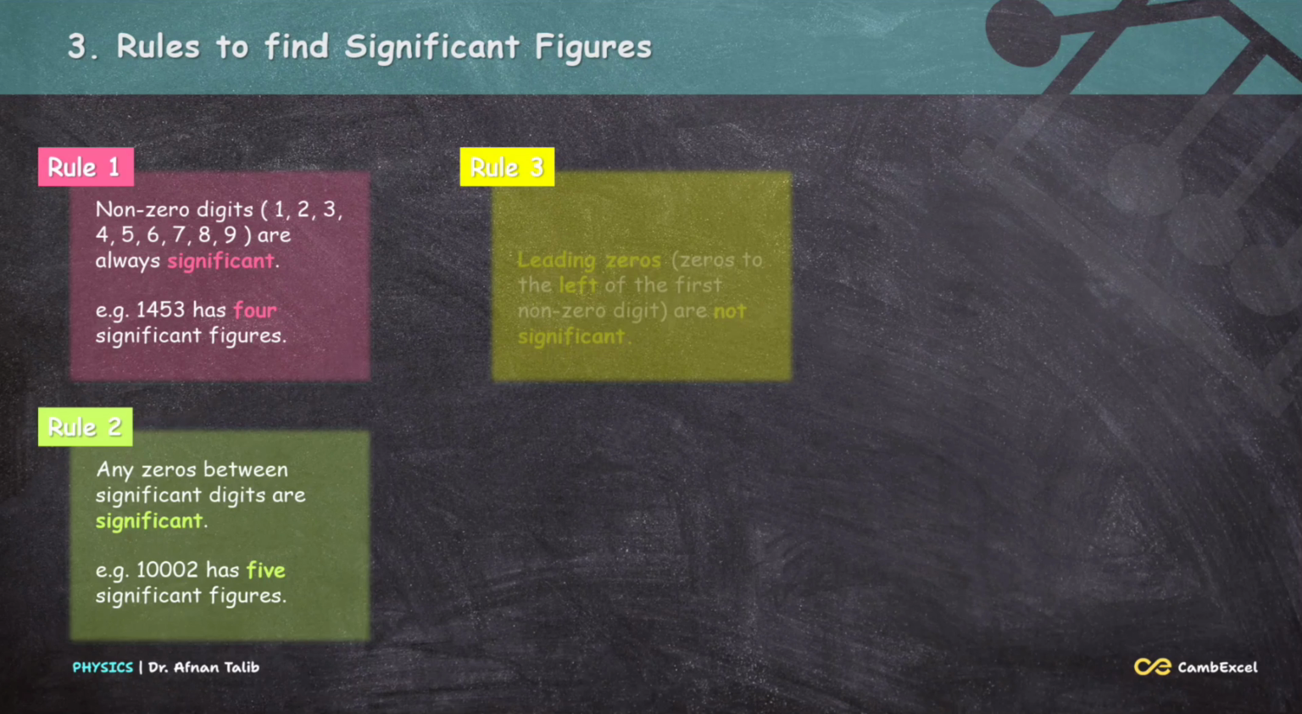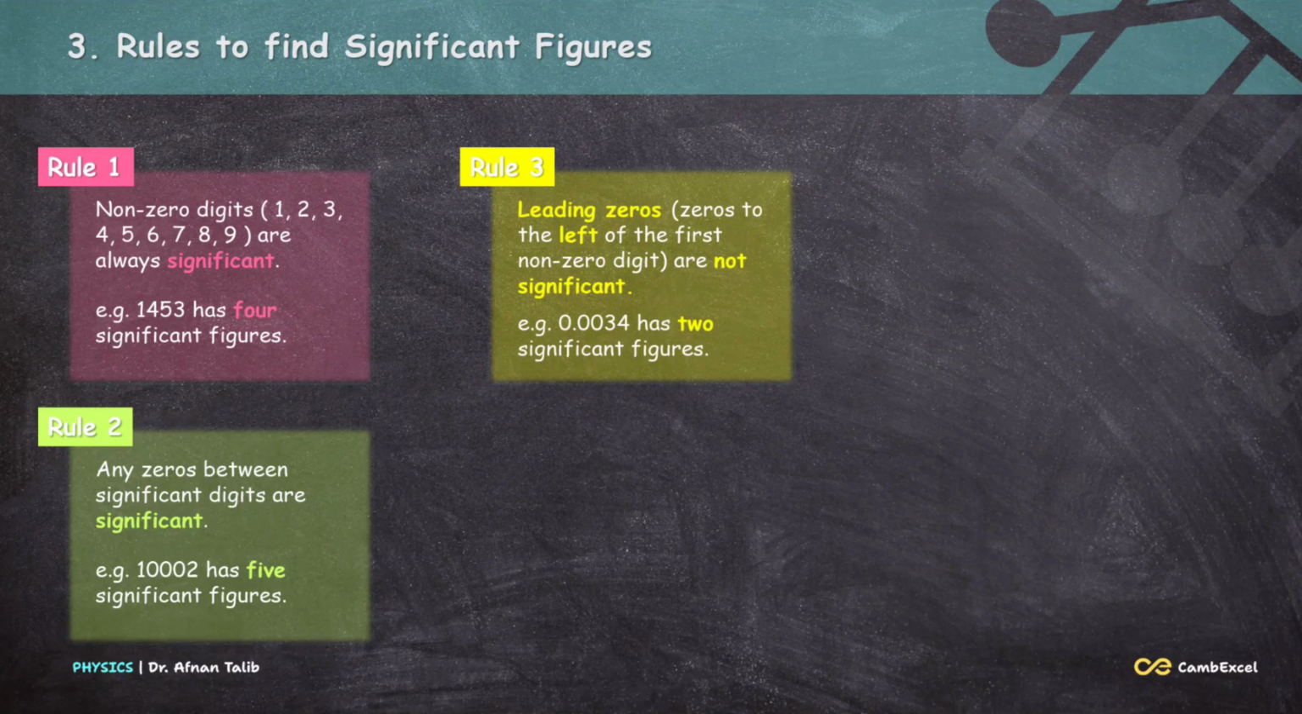Rule number 3, leading zeros. First of all, we have to see what these leading zeros are. They are the zeros to the left of the first non-zero digit, and they will be considered non-significant. For example, 0.0034. To the left of the first non-zero digit, that is 3, we have 3 zeros.